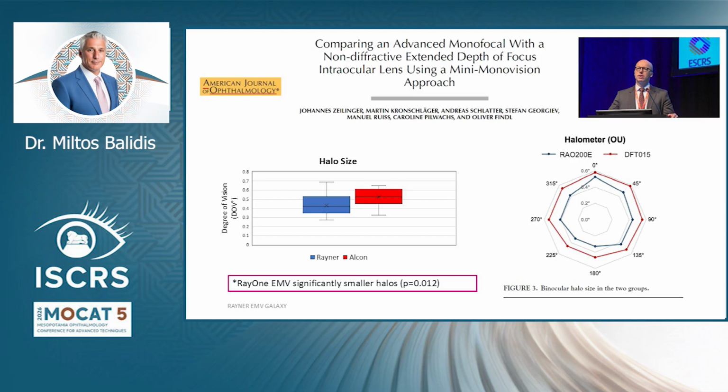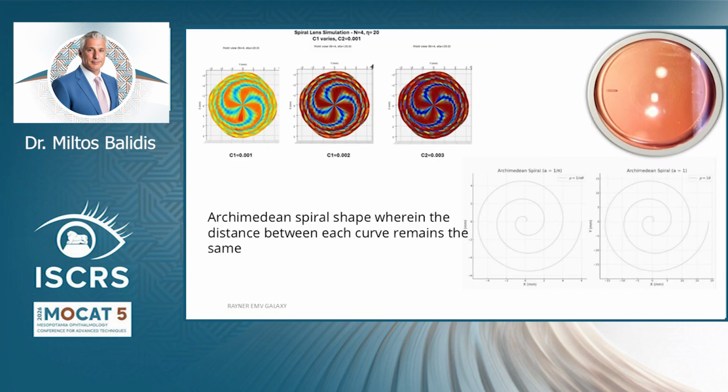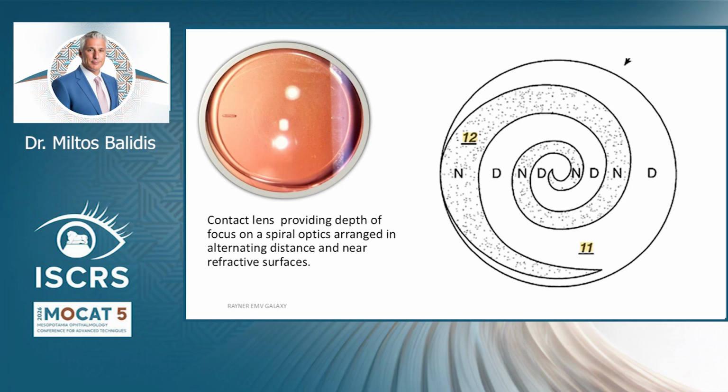These are different images, you know that, but there are halometers as well. So there was a very nice study done by Oliver Findl with a halometer which showed that EMV induces much less halo than all the other lenses, especially the lenses de Vivite. So we do know that there are lenses that can induce less problems than others.